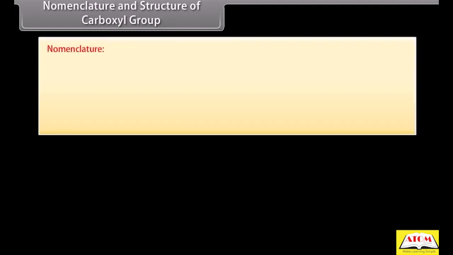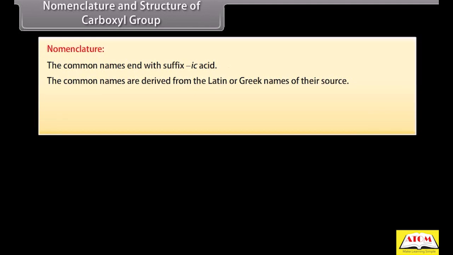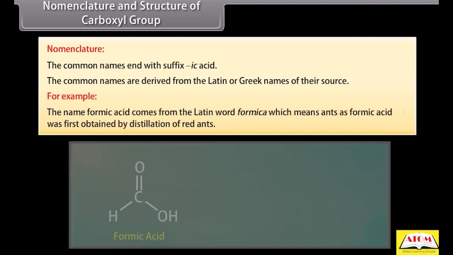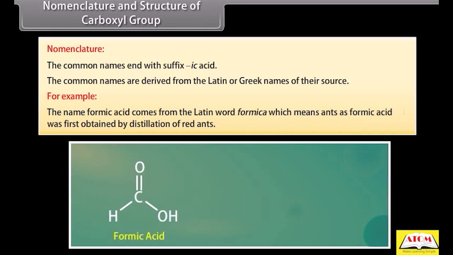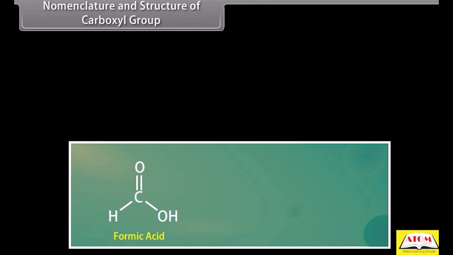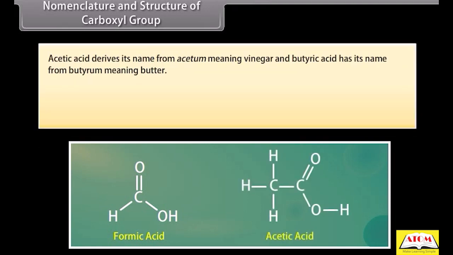Nomenclature and structure of carboxyl group. Nomenclature. The common names end with the suffix -ic acid. The common names are derived from the Latin or Greek names of their source. For example, the name formic acid comes from the Latin word formica, which means ants, as formic acid was first obtained by distillation of red ants. Acetic acid derives its name from acetum, which means vinegar, and butyric acid has its name from butyrum, meaning butter.